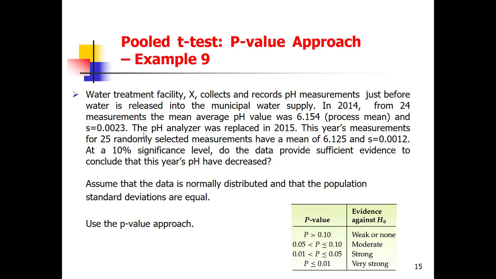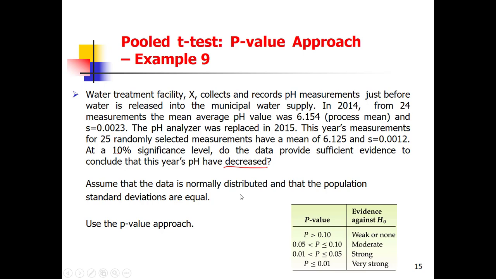And for the measurements this year, we had 25 measurements, and the mean was 6.125. The standard deviation is 0.0012. At this 10% significance level, this is your alpha, do the data provide sufficient evidence to conclude that this year's pH has decreased? This year means the new year. Assume that the data are normally distributed.